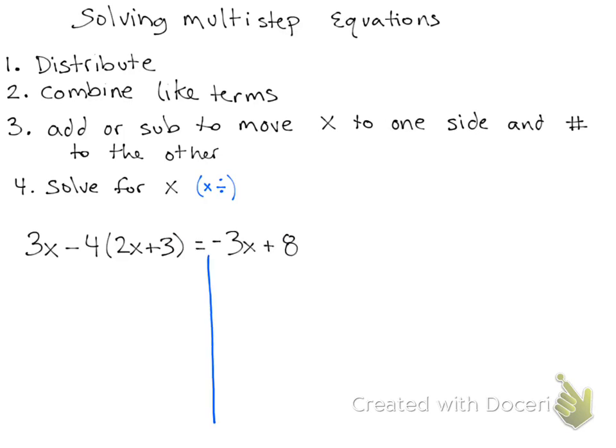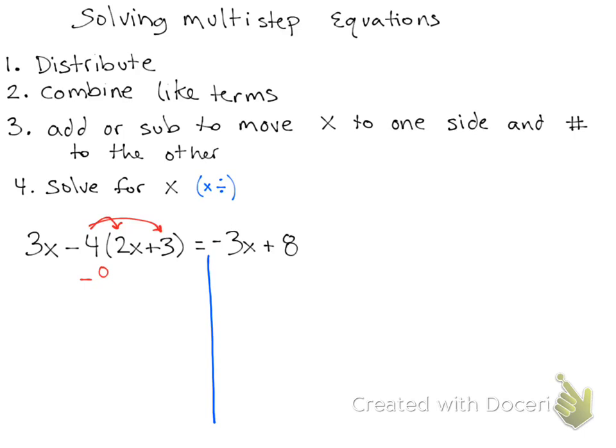Alright, so we have 3x minus 4, parentheses, 2x plus 3 equals negative 3x plus 8. If it helps, draw a line down the middle so that way you separate the left side from the right side. So the first thing you want to do is if there's any parentheses, you want to distribute so that way you can get rid of parentheses. In this case, you have a negative 4 right outside the parentheses. So you want to take that negative 4 and multiply it into both terms on the inside. So we're going to distribute it into the 2x as well as the 3.